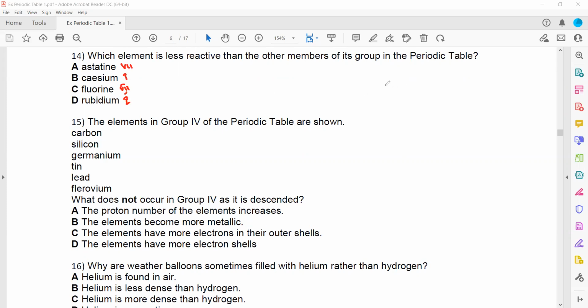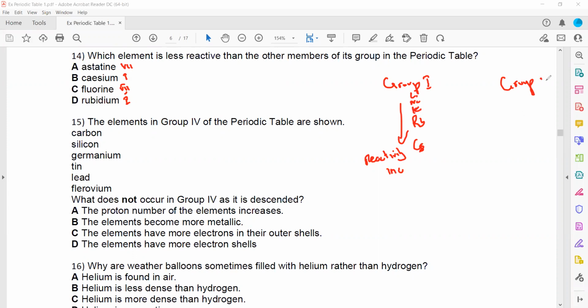For group 1, when we compare the reactivity, the reactivity increases as we go down. So they become more reactive. Elements at the bottom, like rubidium and cesium, are more reactive compared to other members like lithium, sodium and potassium.